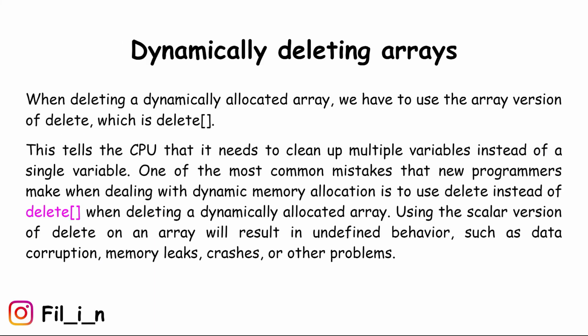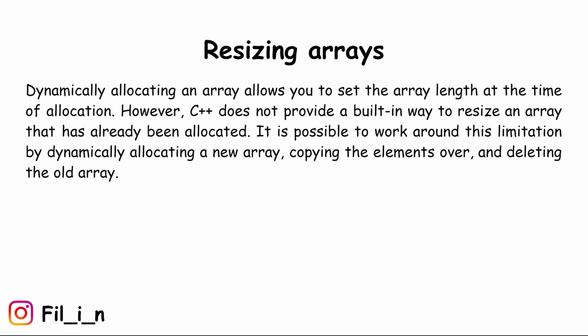When deleting a dynamically allocated array, we have to use the array version of delete, which is delete[]. This tells the CPU that it needs to clean up multiple variables instead of a single variable. One of the most common mistakes that new programmers make when dealing with dynamic memory allocation is to use delete instead of delete[] when deleting a dynamically allocated array. Using the scalar version of delete on an array will result in undefined behavior, such as data corruption, memory leaks, crashes, or other problems. Dynamically allocating an array allows you to set the array length at the time of allocation.